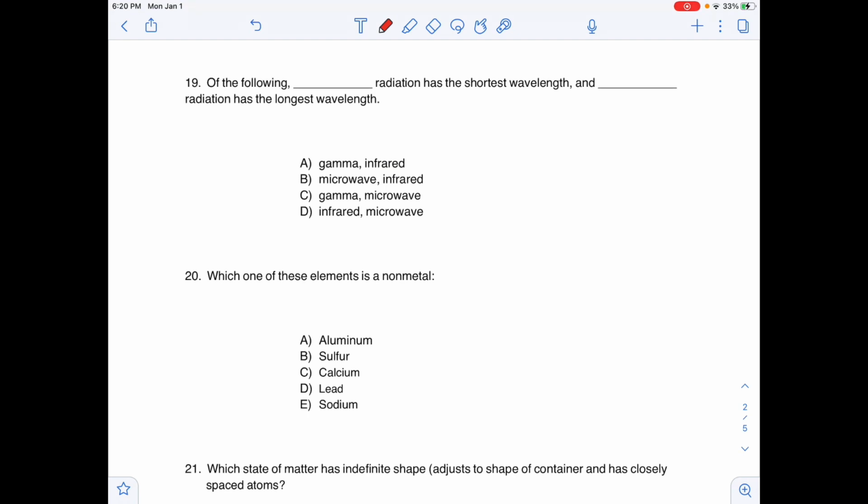For 19, it says, of the following, blank radiation has the shortest wavelength and blank radiation has the longest wavelength. So this is another information-based question that you just kind of have to know. So gamma radiation has the shortest wavelength, and microwave radiation has the longest wavelength, so the correct answer is going to be C.